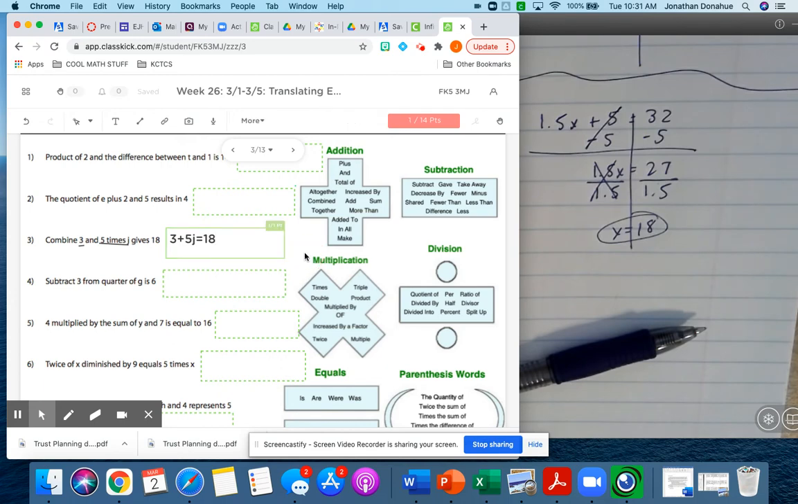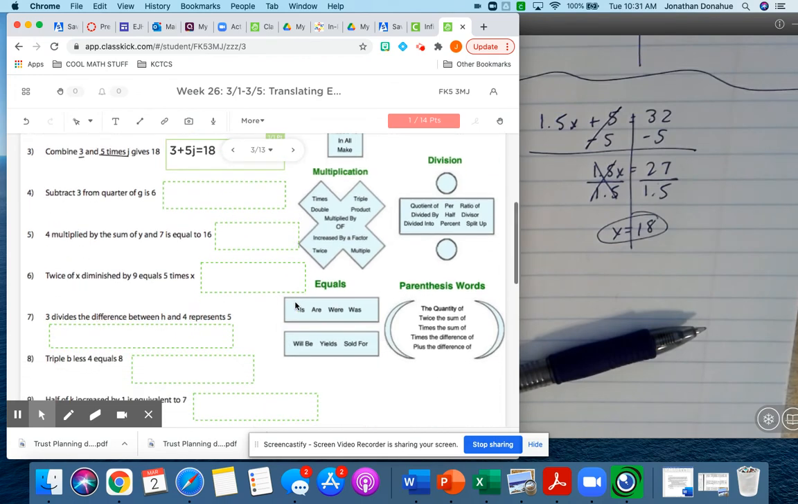I think the hard part here is sometimes we want to multiply across and use parentheses, but in this case, it's just 5 times the j. So you've got to be careful. Just read carefully. All right, let's try 6.